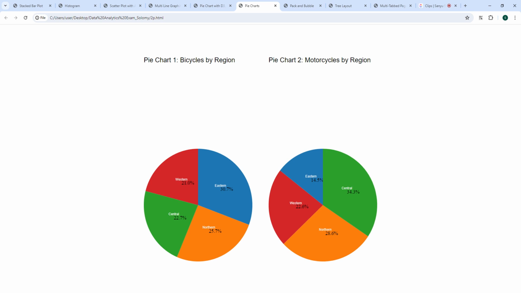The eastern region had 30% of the bicycles, and when it comes to motorcycles, they had 14.5%. The western, which was given red, had 21.0% as compared to the motorcycles that were 22.6%. Then the central region had the biggest number of motorcycles, that was 34.3% as compared to the number of bicycles, which is 22.7%.